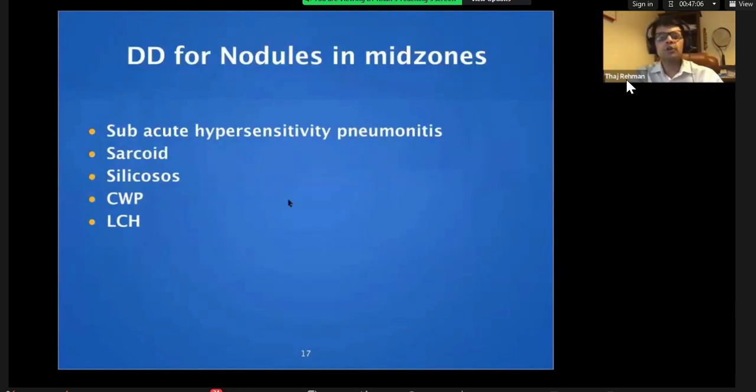So the differential diagnosis for nodules in mid-zones, you picked up almost everything: subacute hypersensitivity pneumonitis, sarcoid (sarcoid can present with no hilar lymphadenopathy), silicosis, coal workers' pneumoconiosis, and LCH, Langerhans cell histiocytosis. These are the differentials of mid-zone nodules, which you mentioned almost all of them. You also said that you would not consider sarcoid first because there is no lymphadenopathy, but sarcoid can happen without lymphadenopathy as well. So are we good on this? Nodules, differentials, yeah? Good.